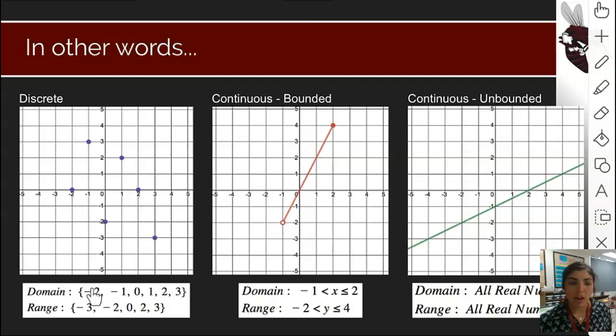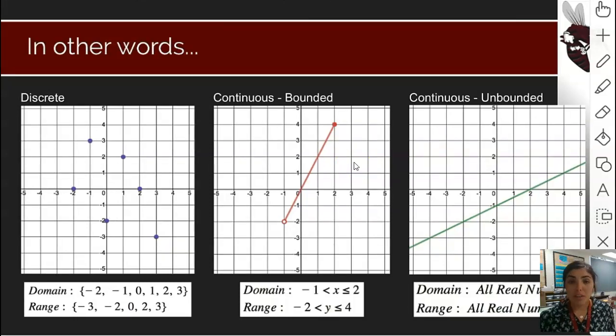So our domain should have all of those numbers listed: -2, -1, 0, 1, 2, and 3. Those are all of the x values that are used in this discrete example. Now range is going to be very similar, it's just the opposite. So instead of looking at the x values, the range is going to be looking at the y values. These are the list of y value outputs for the coordinates on this graph.